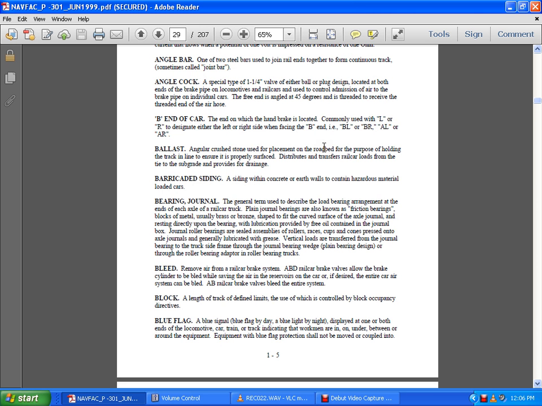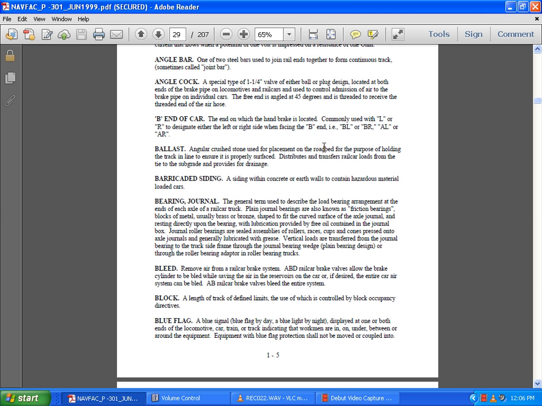Ballast, angular crushed stones used in placement on the railroad bed, is purposely holding the track in line to ensure proper surface and distribute railway loads from the subgrade, provided in the drainage. That is the ballast. Barricaded siding, a siding with concrete walls to contain hazardous materials loaded cars.